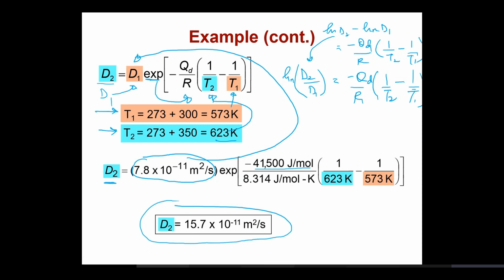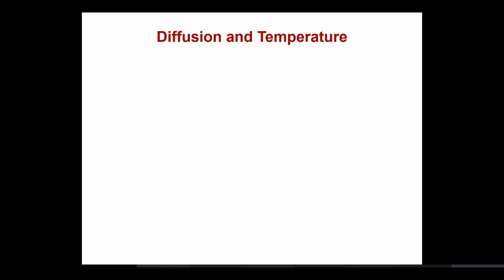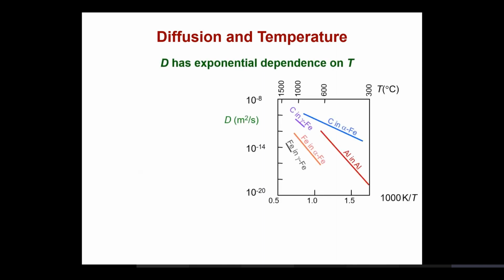All right. Now, moving on towards another concept, which is the dependence of diffusion coefficient on temperature. You already see the log of D or ln D versus 1 over T plots. You've already seen them. Now, if we plot the natural log of D versus 1 over T plots for different pairs of diffusing species, you would see aluminum in aluminum, iron in iron, and iron in gamma iron.